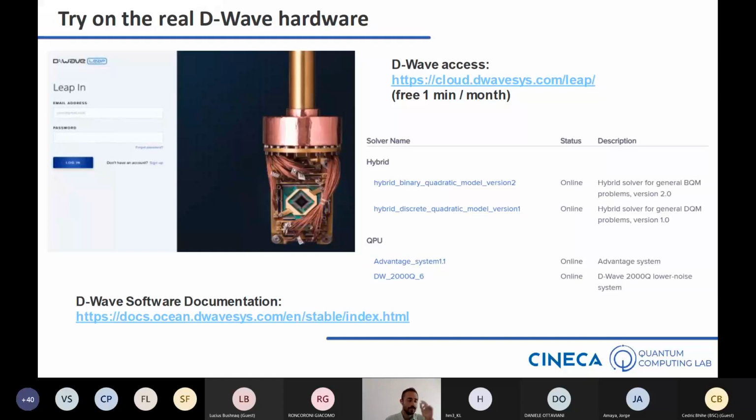Okay, as Daniele said, you can use the D-Wave. You can access Leap and try to solve the problems that are proposed here using the D-Wave. You have access, as you've probably seen, to the Advantage system. So you have 1 minute if you have the free account. The Advantage system has 5,000 qubits, the 2000 system has 2000 qubits, but you also have hybrid approaches.